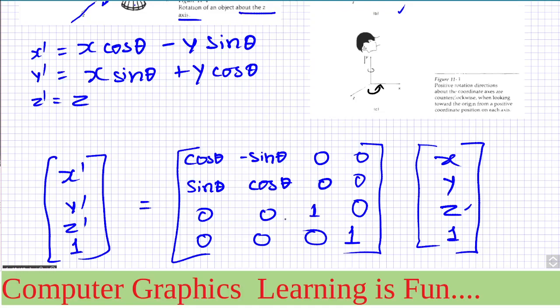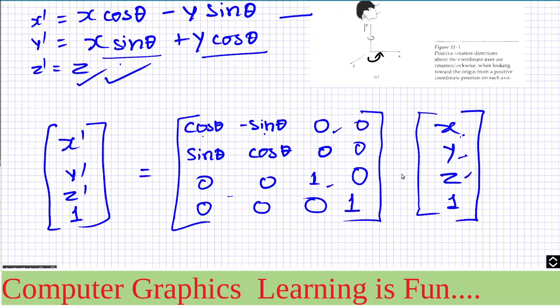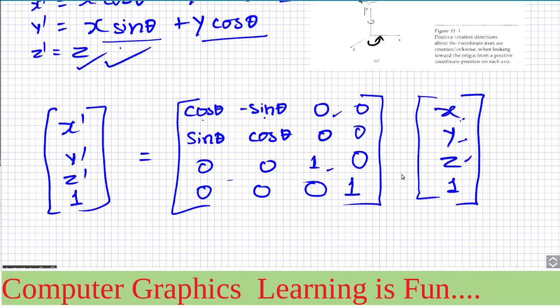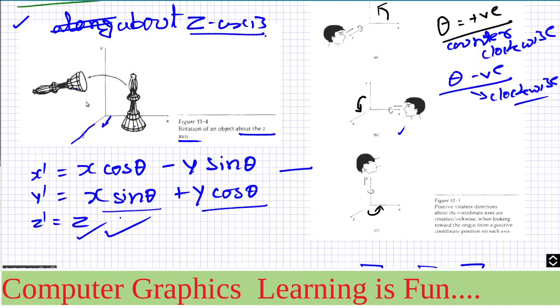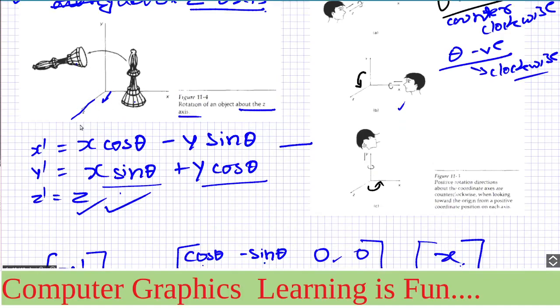Definitely it is correct, because it will give us the desired solution: cos theta, minus sin theta on x and y, and here we don't have anything for z, so it is 0. Here x sin theta, y cos theta, it is also okay. Here we only want z as it is, 1. So using this rotation, the z axis is constant and the object will be rotated from x towards y.